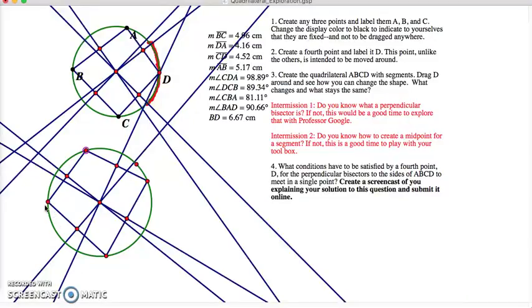It's a bisector to the circle as well. And so is every other perpendicular bisector to the sides. They all bisect the circle, and so they all intersect at the center point of the circle.